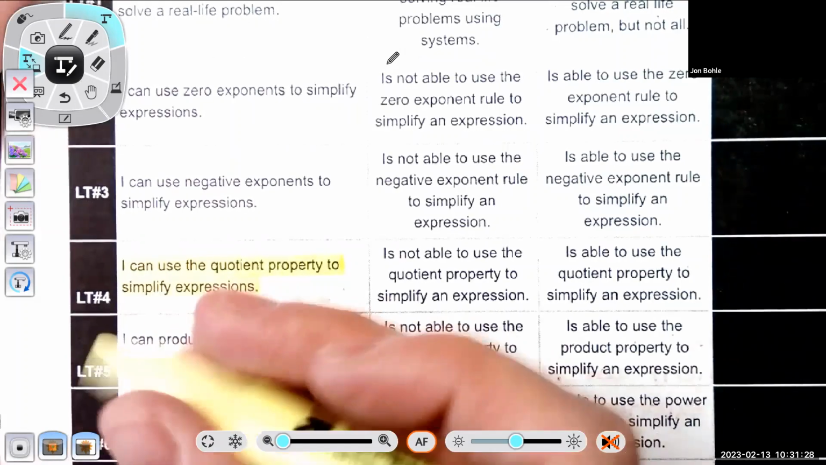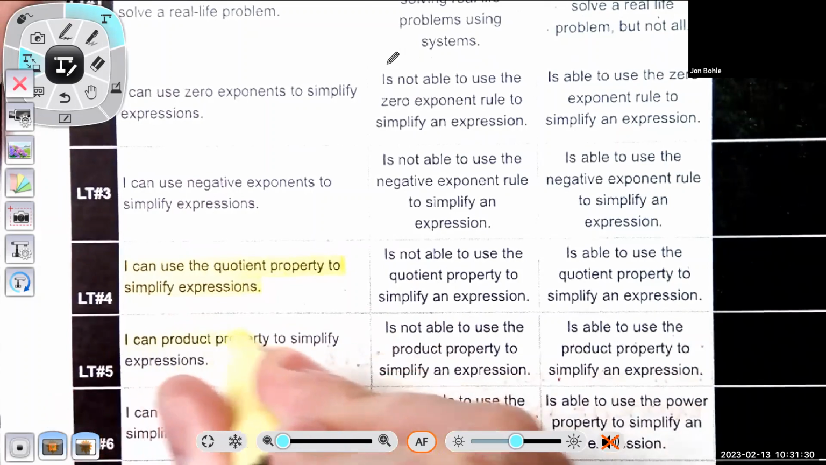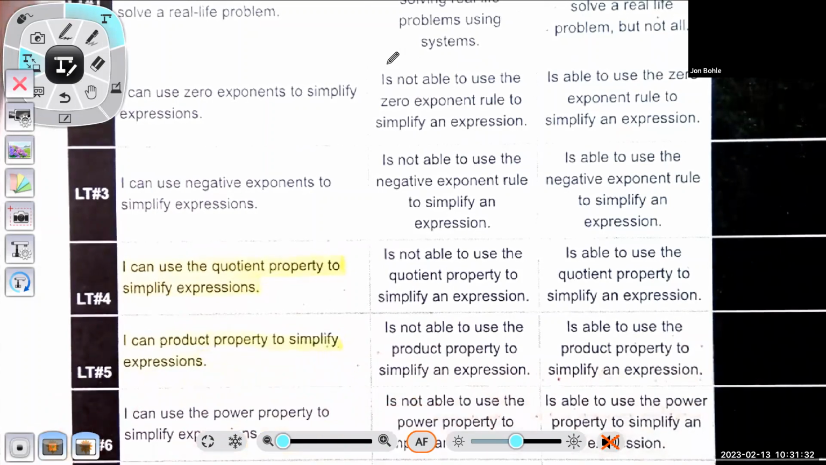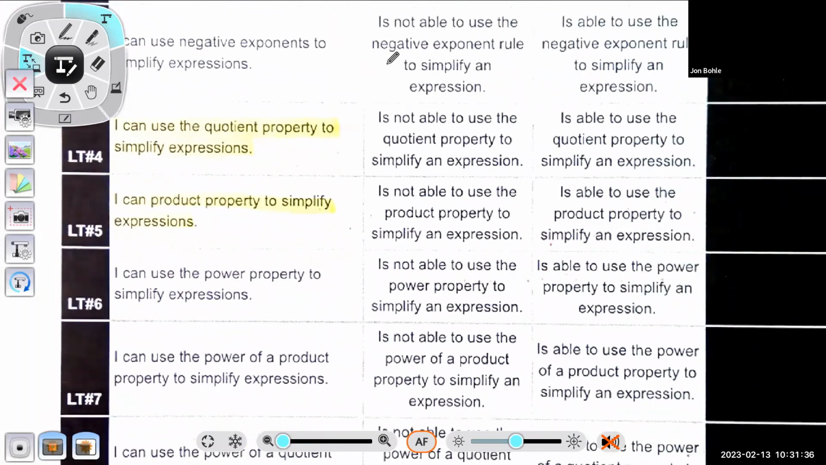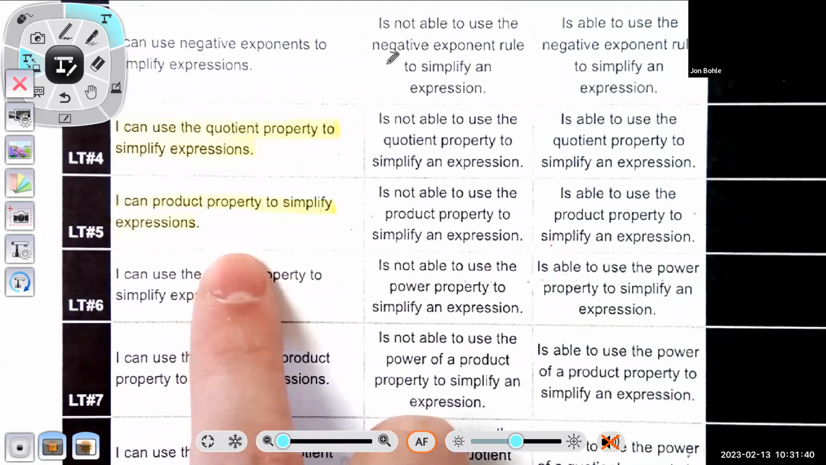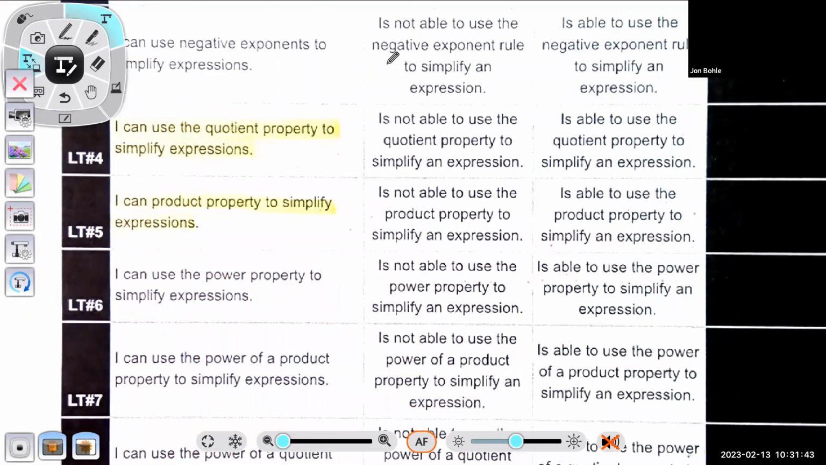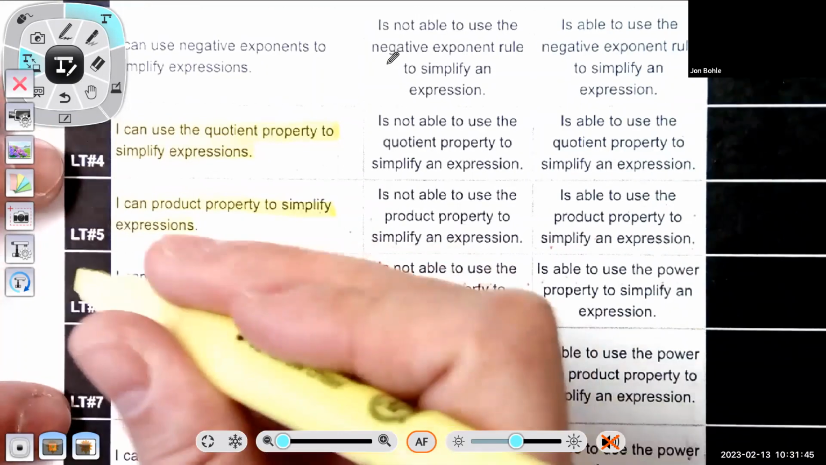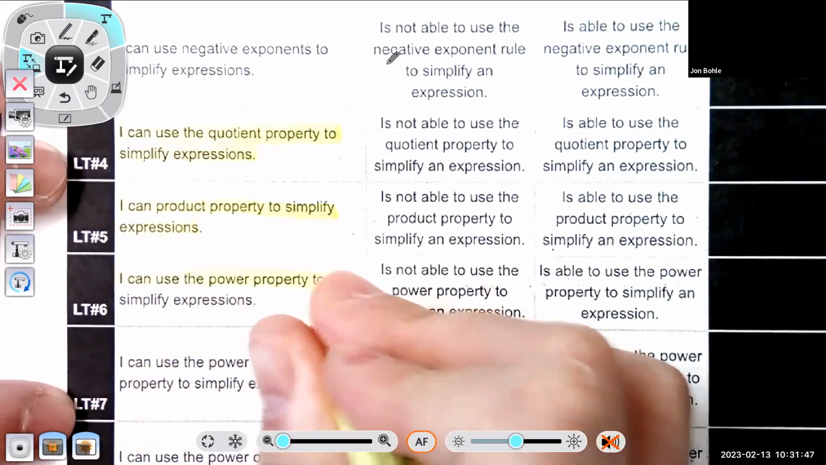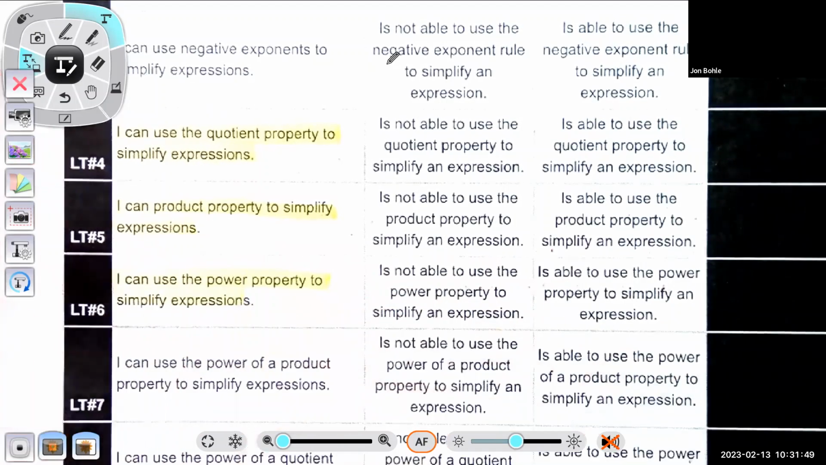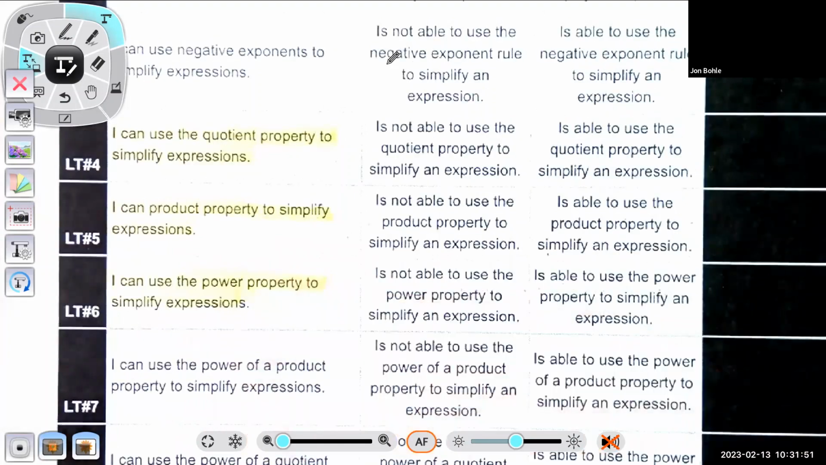We should also have a good understanding of the product property. Okay, product property means what math operation is happening? Multiplication. And what do you do with exponents when you're multiplying? Add them. Okay, and then last one, power exponent. So that's one exponent to a second exponent. What do you do with exponents when that is the case?